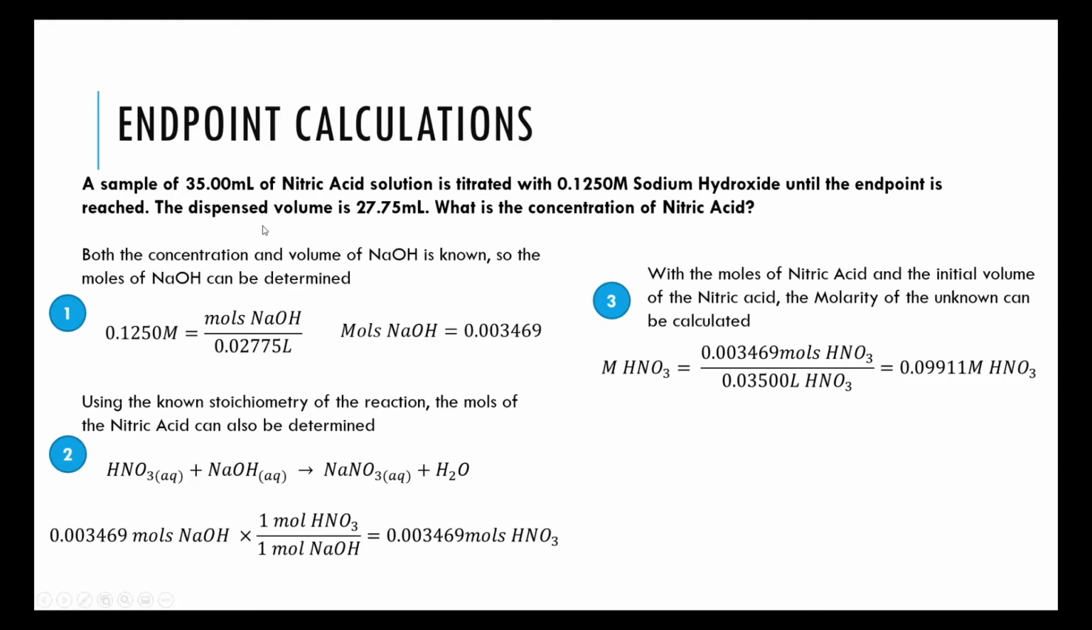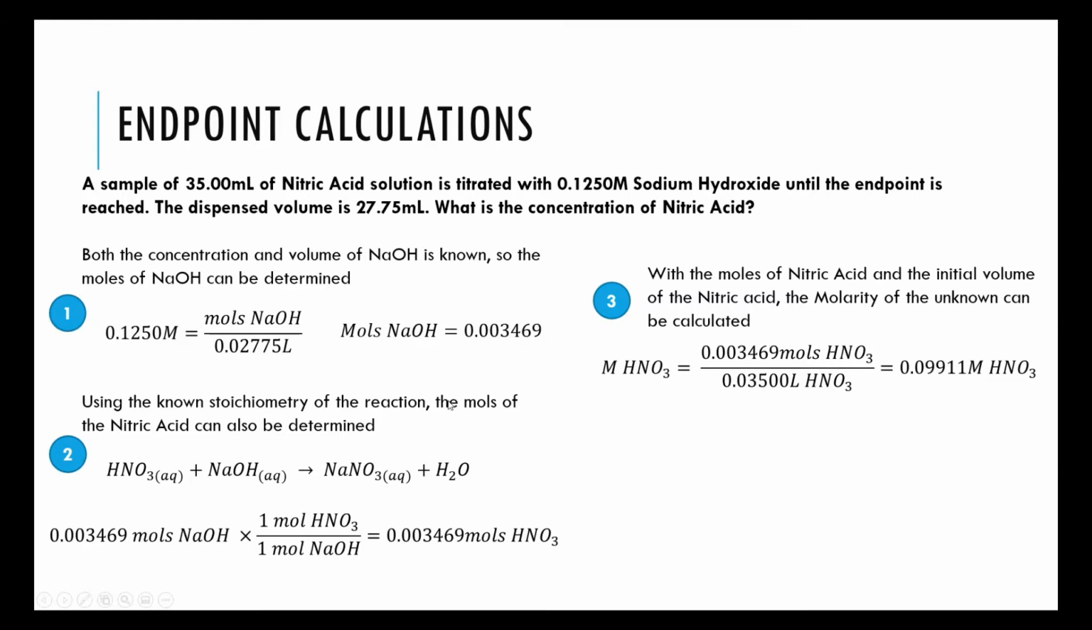So first, look to see what you have. There are two components, each with a volume and a concentration. You have nitric acid and you have the volume of nitric acid, and you're mixing that with sodium hydroxide. You have both the concentration of sodium hydroxide and the volume of sodium hydroxide. Because of that, you can use the molarity and the volume to solve for how many moles of sodium hydroxide was used.